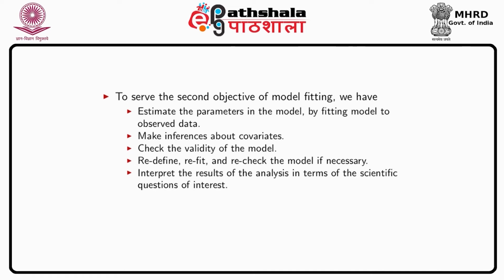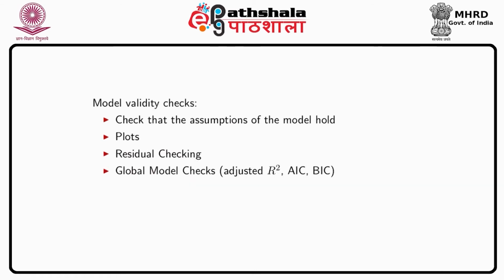In this module, we will discuss the different model assumptions which need to be checked in order to validate the model which we have fitted to the given data set. Now, for model validity checks, we check that the assumptions of the linear model hold. Plots of residuals against the predictor are also made. We also check for the normality of the errors, and some of the global checks are adjusted R-square, AIC, and BIC. We will later on describe what each of these criteria are and how they come in handy when checking the assumptions for a linear model.